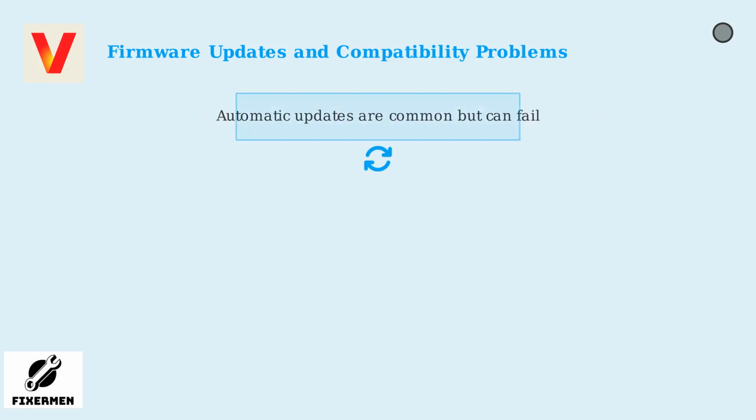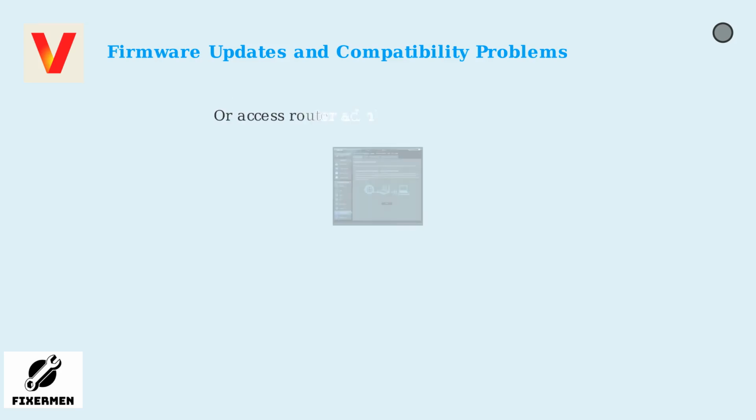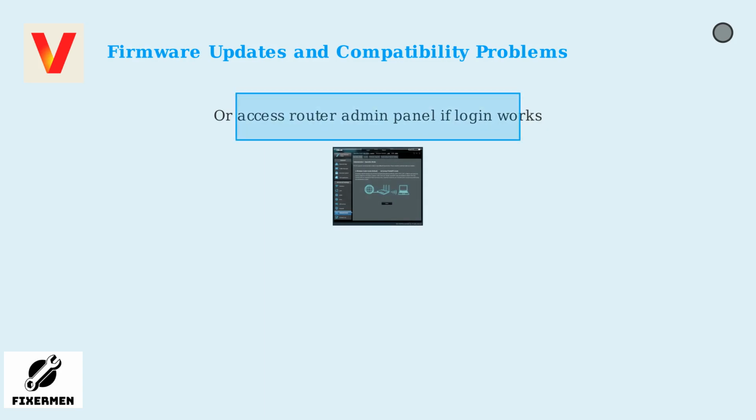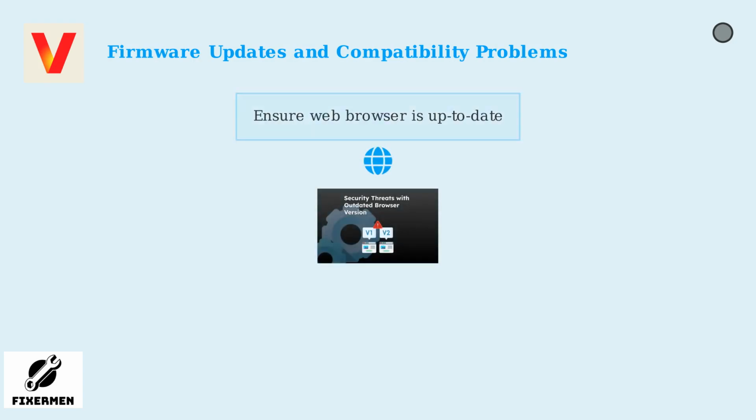While Verizon routers often have automatic firmware updates enabled, these updates sometimes fail due to network issues or power interruptions. If possible, check for firmware updates through the My Verizon app, which provides a user-friendly interface for managing router settings. If you can access the router settings, check for firmware updates within the admin panel. This provides direct control over the update process. Older web browser versions can cause compatibility issues when accessing router login pages. Ensure your browser is updated to the latest version.